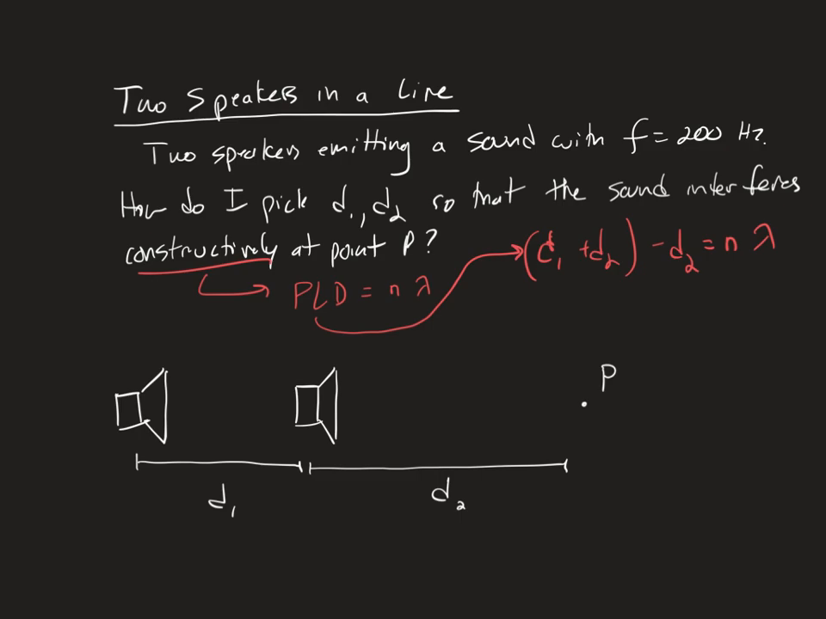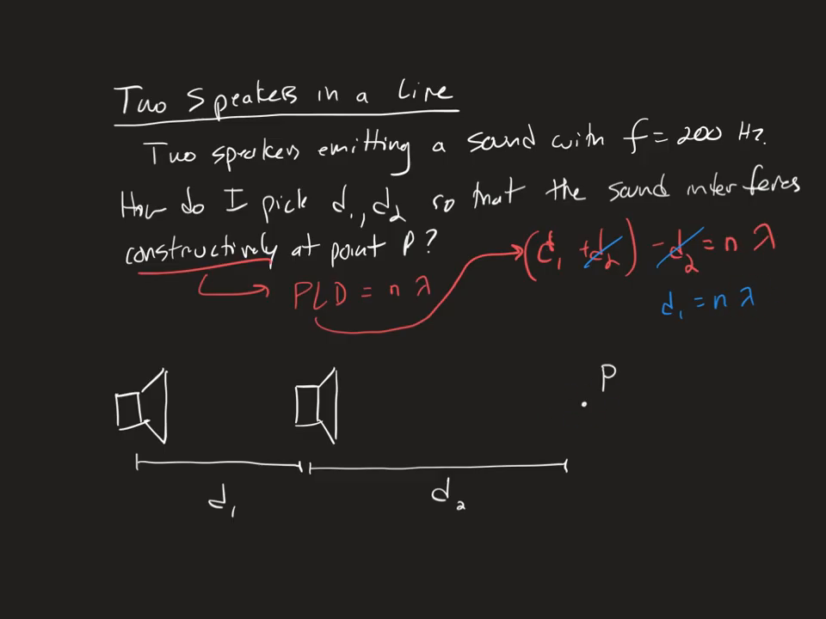All right, so that's our condition. Notice this condition gets really simple really quickly because the two d2s cancel, right? There's a d2 right there minus a d2 there. So our condition is actually d1 equals n times lambda. So notice now for every n that we pick, we get a condition by which we can make sure that the interference at P is constructive.